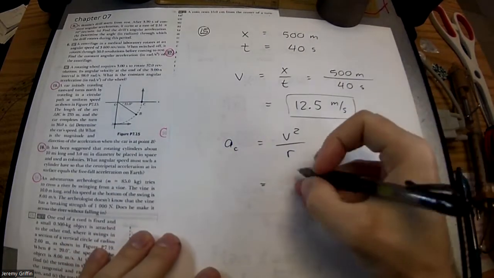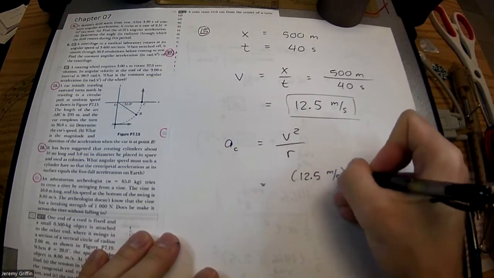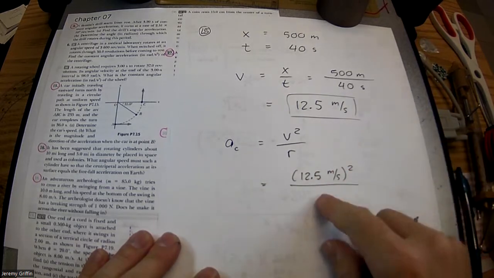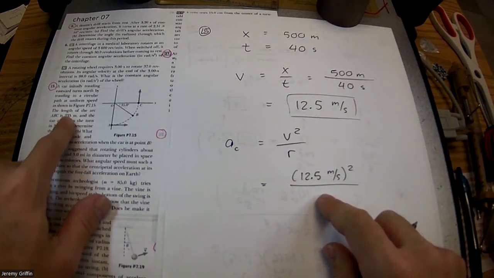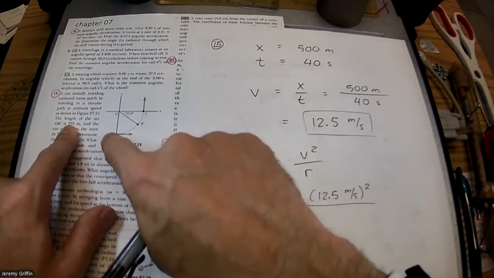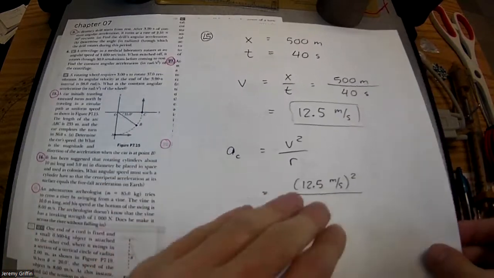So I can take that speed. Of course, it has to be in meters per second, but we already got that. Square that and divide by the radius of curvature. Whoops, I don't have that yet, because they told you how long the arc is. So we're going to have to do a little bit of circle math and come back to this.